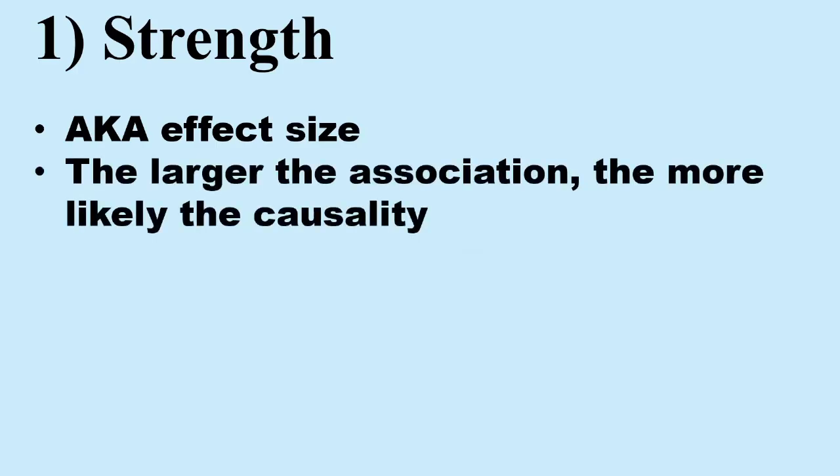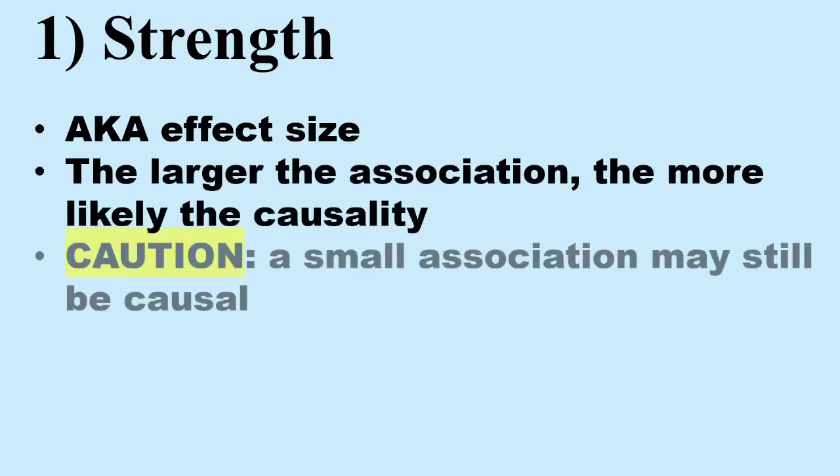So first of all, strength. Strength, you could also think of this as effect size. The larger the association, the more likely the causality. However, a caution: a small association might still be causal. If an effect size is small, it still may be real, it just might not be that strong. For example, maybe broccoli causes lung cancer, but it's like 1 in every million people. It might really increase the risk of lung cancer, just a tiny little effect. I don't actually think broccoli does that, but this is an example.